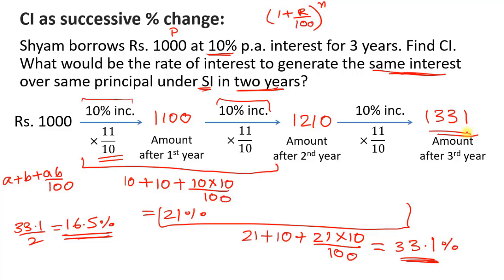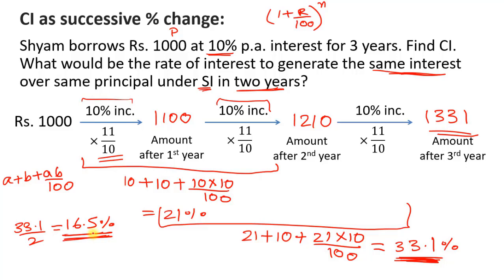Basically in simple interest, the same interest is generated every year. So the same increment happens every year to the principal. If this much increment is happening in 2 years, 1 year's rate of interest would be 16.5%. A 16.5% increment will happen in 1 year in simple interest.